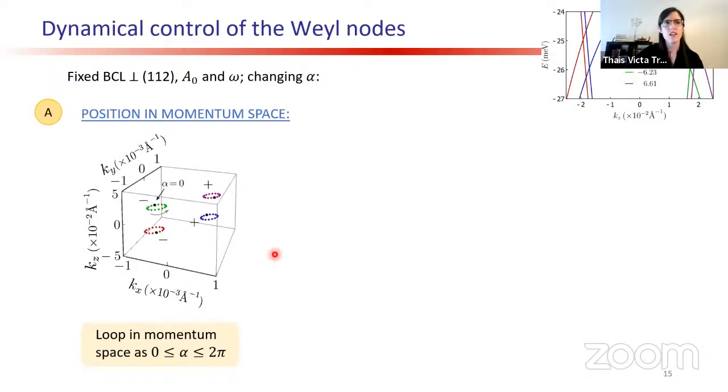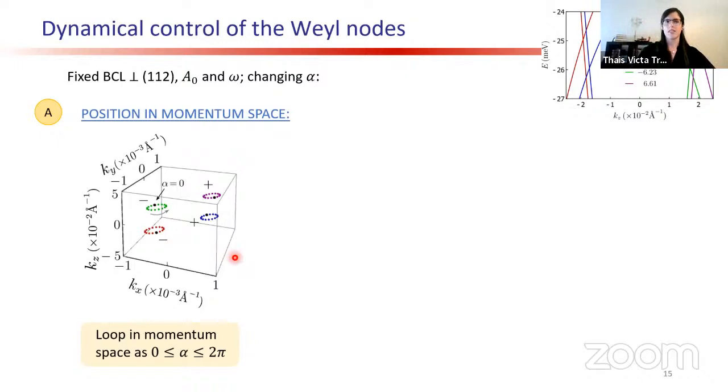The first of them is the control of the position of these Dirac nodes in momentum space. So here I'm showing you the position of the 4 Weyl nodes in momentum space as a function of alpha. As I vary alpha from 0 to 2 pi, each cone performs a loop in momentum space, as you can see here. I'm using the same color code as before. So the cone in red makes this loop in red, the cone in blue makes this loop in blue, and so on. And if I increase the amplitude of my light field, I also increase the size of these loops.